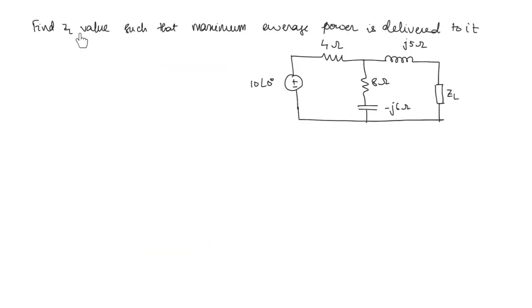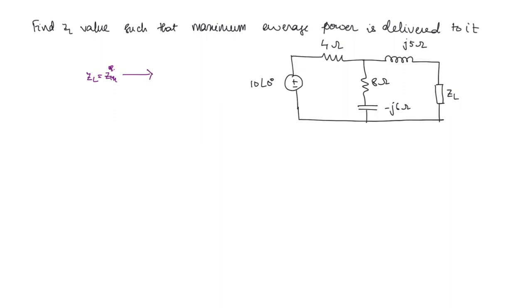Next, find ZL value such that the maximum average power is delivered to it. So here you have ZL. Okay, so what you need to find? You need to find the Thevenin's resistance looking through these terminals. Okay, so what is the condition? And then you can apply the condition. What is the condition? ZL is equal to ZTH conjugate. Okay, under this condition, maximum average power will be delivered.